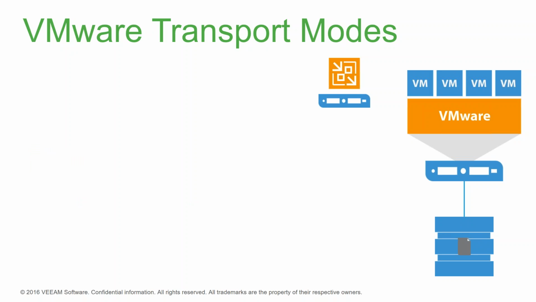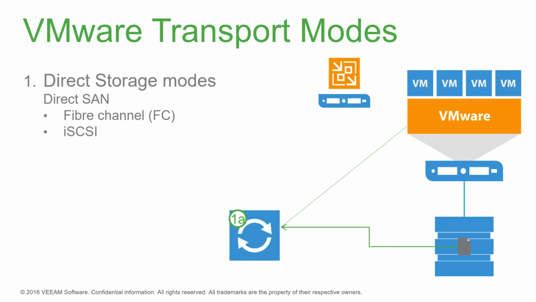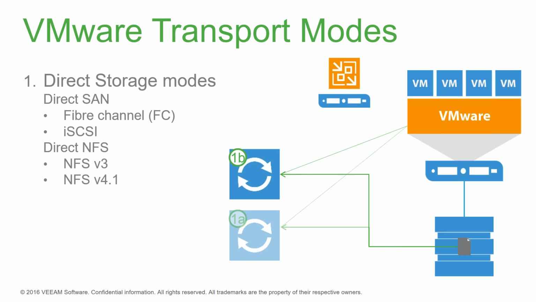Now, the proxy is our muscles. The proxy is what's responsible for communicating with our host and data store and pulling all that data. So it needs the power. Now, on the VMware side, we have three transport modes for the proxy. There's the direct storage mode, which is actually two. We have direct SAN, which means we've got a Fibre Channel or an iSCSI connection from the proxy to the SAN where the VMDK files are sitting. Or if our VMDK files are sitting on NFS, we can go directly over NFS.